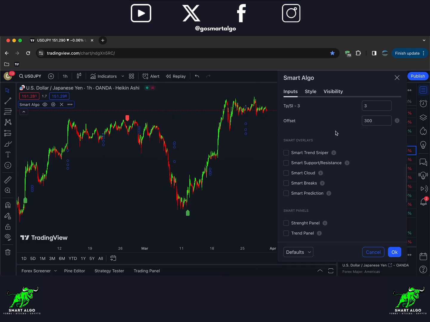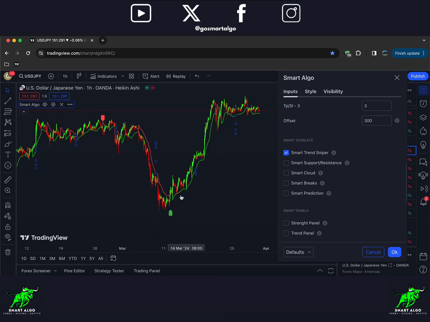So moving on to some of the other features that SmartAlgo provides. Over here we got the Smart Trend Sniper. Basically what the Smart Trend Sniper does is it helps us identify the direction that the market is likely to move in. The Trend Sniper looks at recent price movements and uses that data to signal if the trend is going up or down.